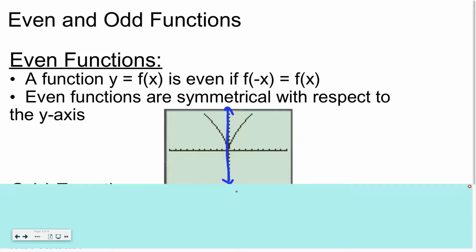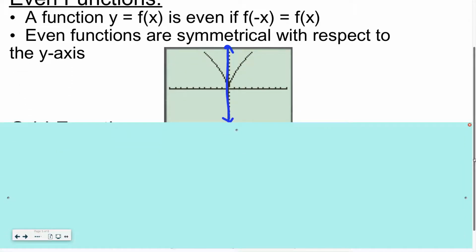Okay? Probably another one. Yep, there's another one. What's another one you can fold on the y-axis? The constant function. Yeah, the one that looks like this, right? All the y values are the same. We can fold it along the y-axis, and it's the same on both sides. It would also be even.